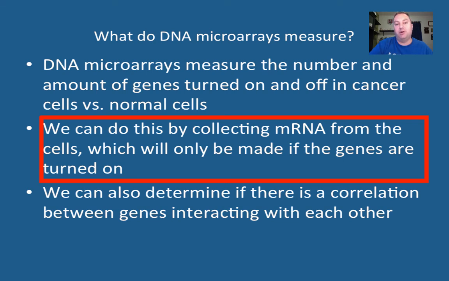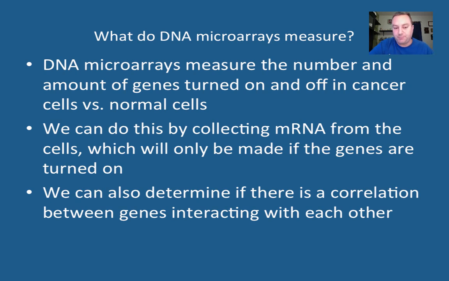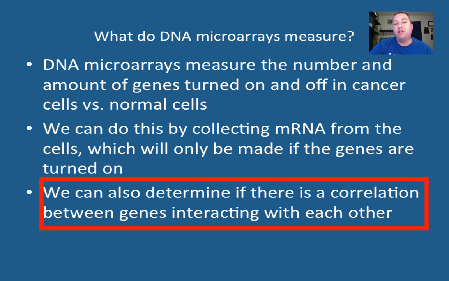So if the gene's turned on, it's being transcribed into mRNA, and then it's going to be used to produce protein during translation. All right. Now we can also use this information to determine if there's a correlation between how these genes are expressed and how they interact with each other.